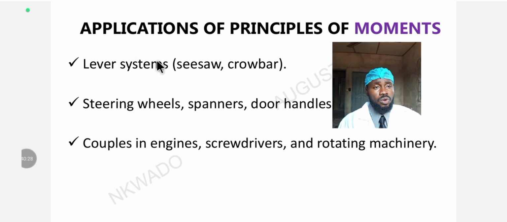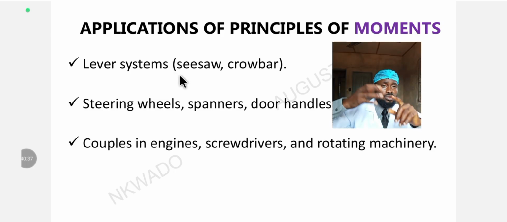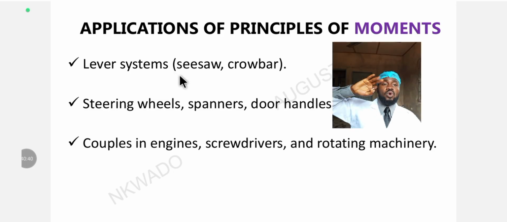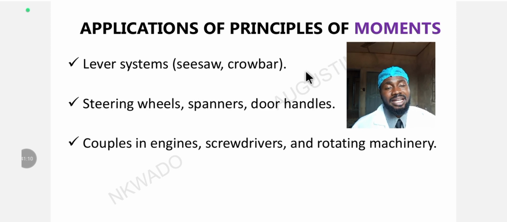Like the seesaw, lever system. You know what a lever system is now? A system or a machine containing load, effort, and fulcrum. What determines the class of the lever is where the fulcrum is located. You can either have the fulcrum in between the load and the effort, or the load in between the effort and the fulcrum, or the effort in between the load and the fulcrum. So that's what determines the class of the lever.